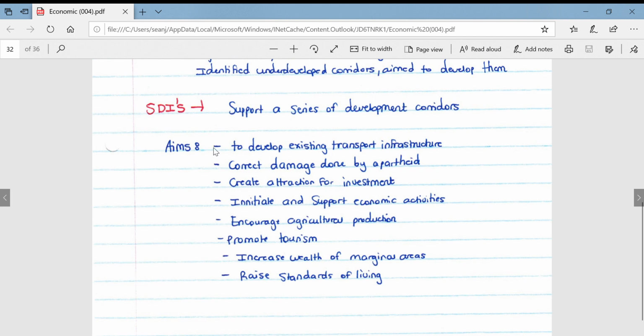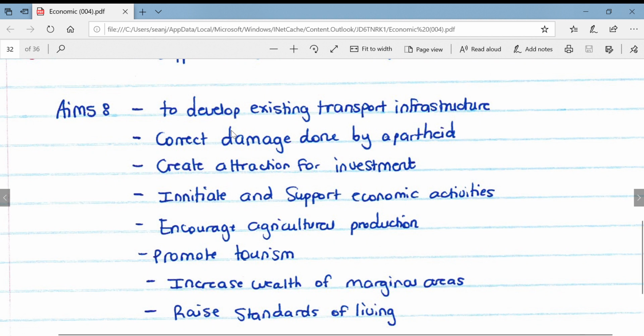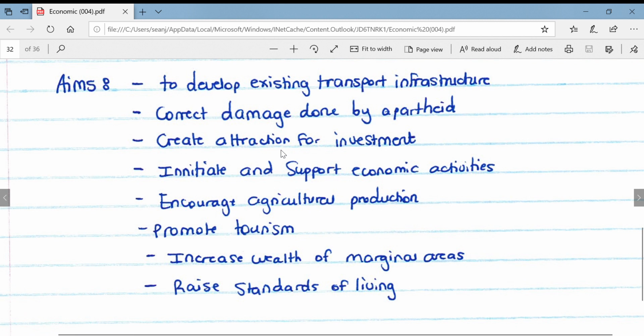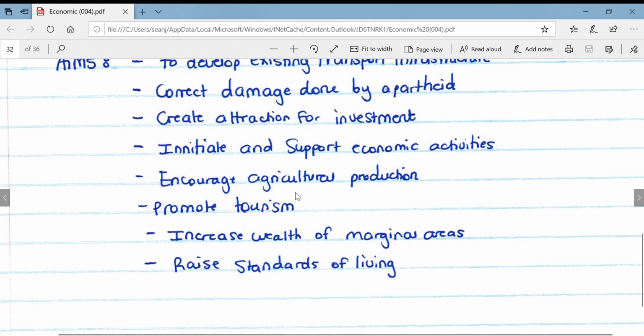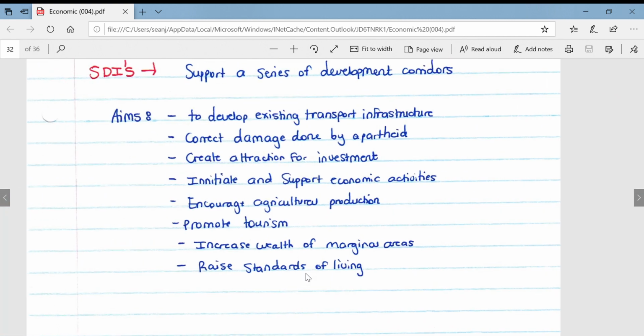Aims of SDIs: to develop existing transport infrastructure, correct damage done by apartheid, create an attraction for investment, initiate and support economic activities, encourage agricultural production, promote tourism, increase wealth of marginal areas, as well as raise the standards of living of many South Africans.